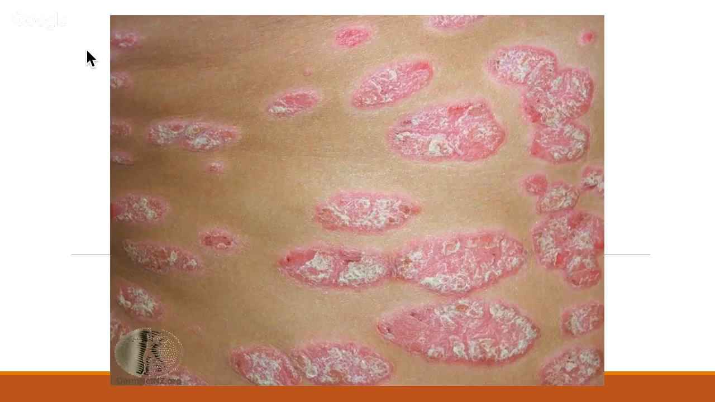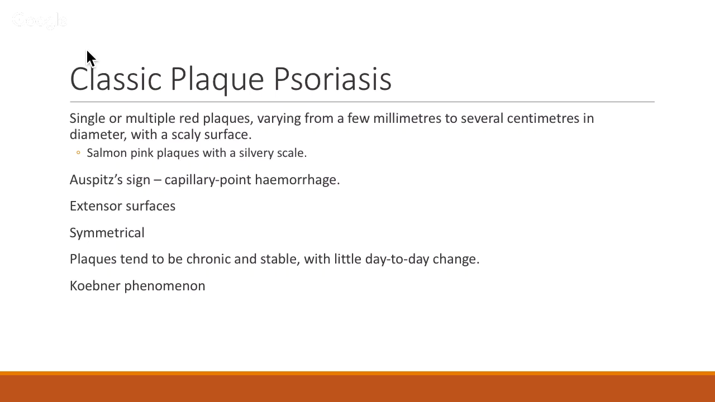So this one's just your plain classic plaque psoriasis. So I mentioned before, you've got the salmon pink plaques with silvery scale. You've also got Auspitz sign, which is essentially capillary point hemorrhage. It affects the extensor surfaces, it's symmetrical. The plaques tend to be chronic and stable. And Koebner phenomenon is essentially the predisposition of plaques in areas where you've had trauma or you've scratched.